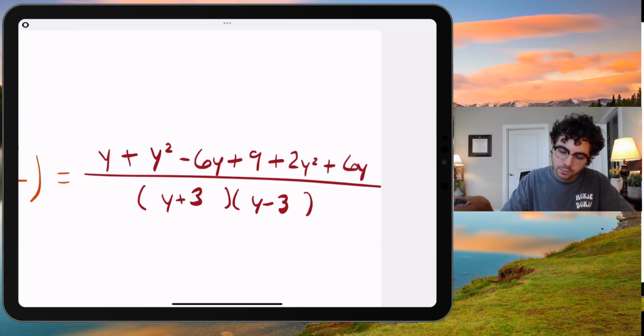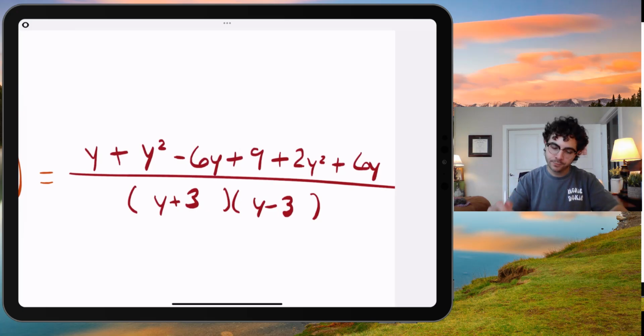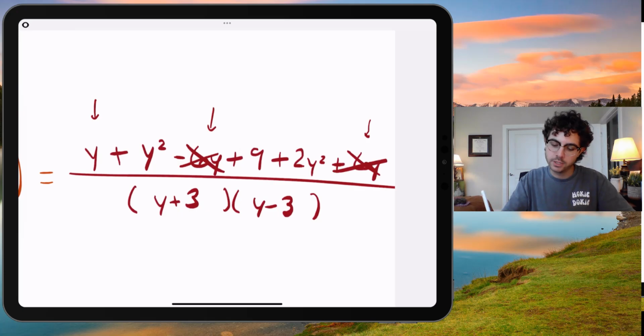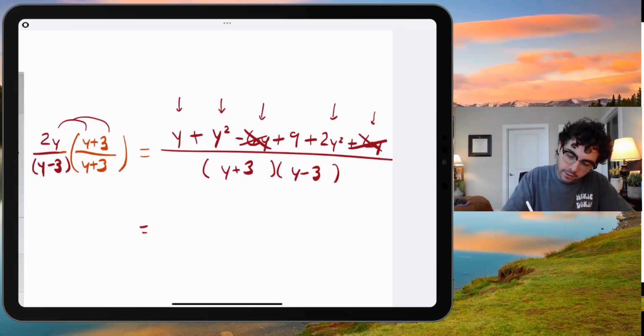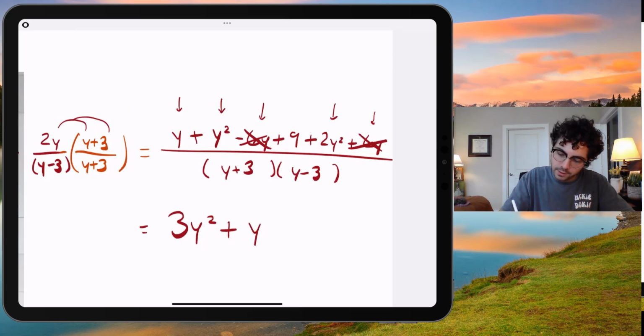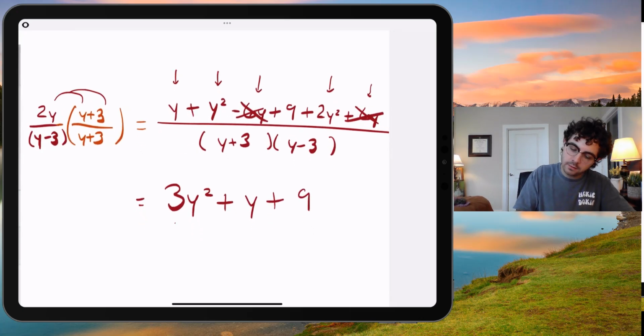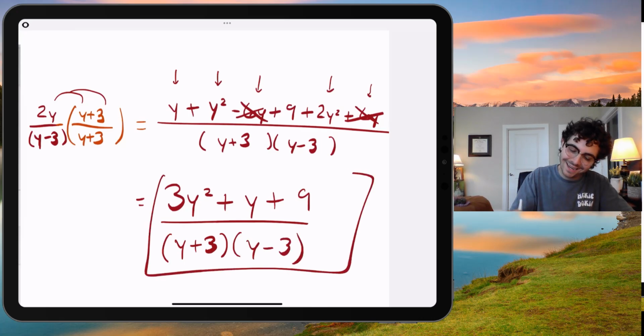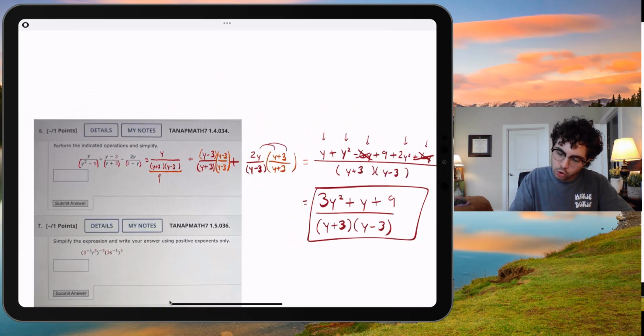Okay, we're on the home stretch. What can we simplify up top here? We have a y minus 6y plus 6y. Well, I'll just say the 6y's cancel each other out. And then we're just left with y. And then we have a y squared, 2y squared, so that's 3y squared. So let's write a final answer here. We got 3y squared plus y and then plus 9. And I don't think we need to go any further than that. We can leave it just like this. And that should be good.